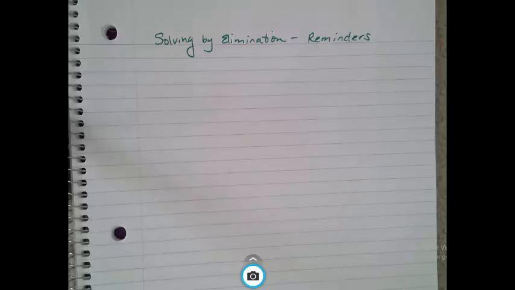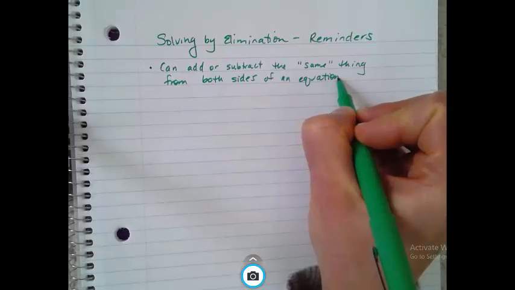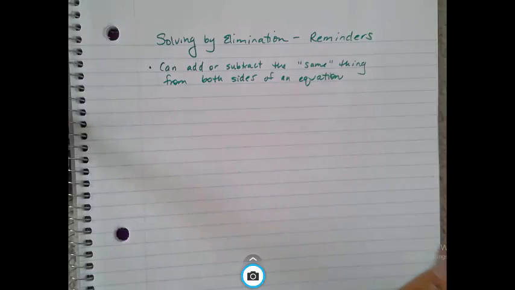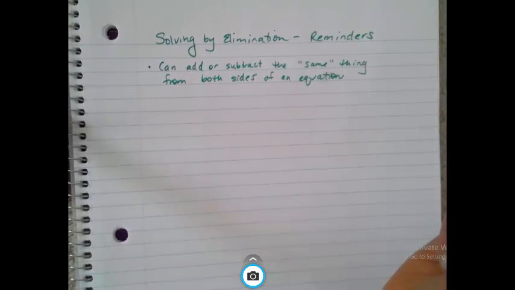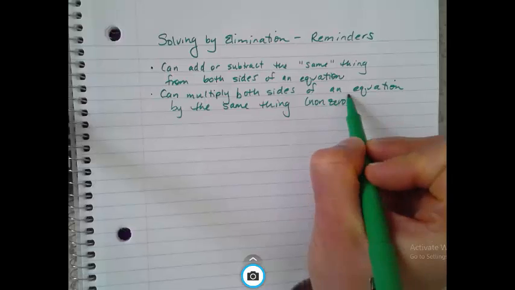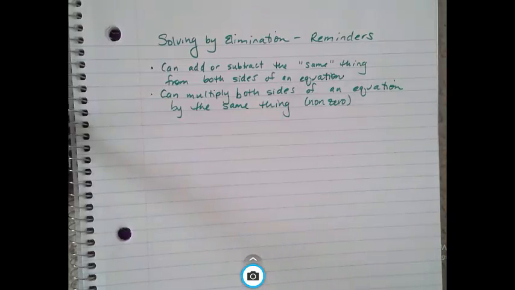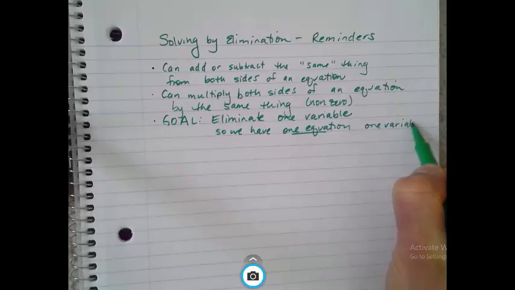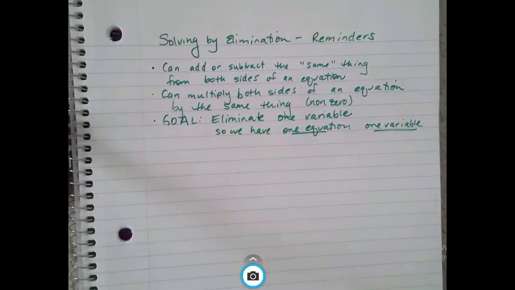Okay, for today, just a few quick reminders about solving by elimination. We can add or subtract the same thing, in other words, equivalent things, from both sides of an equation. We can multiply both sides of an equation by the same thing, as long as that thing is not 0. And our goal is that we eliminate one variable so we have just one equation and one variable.